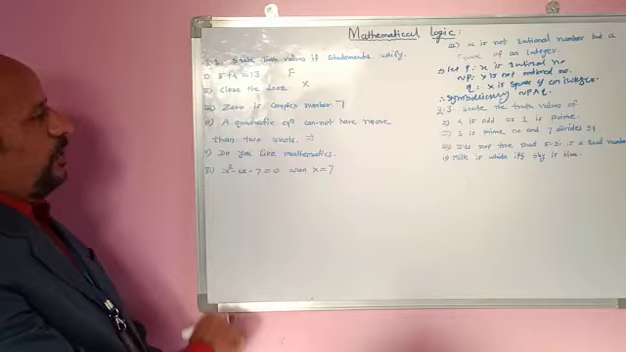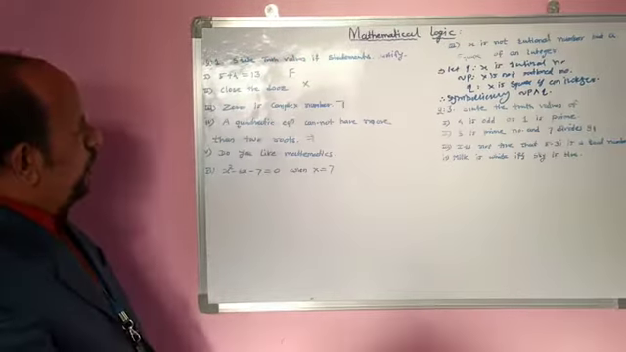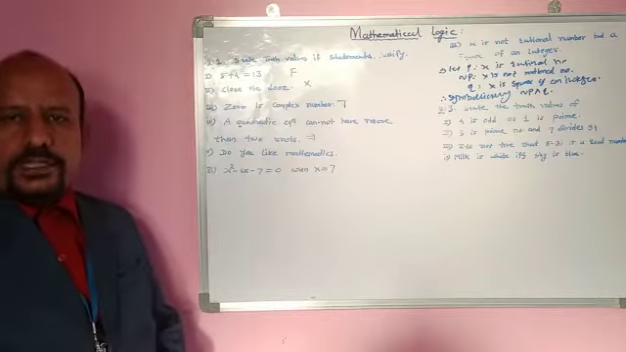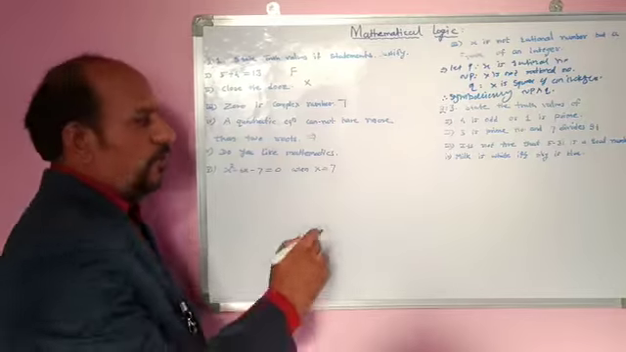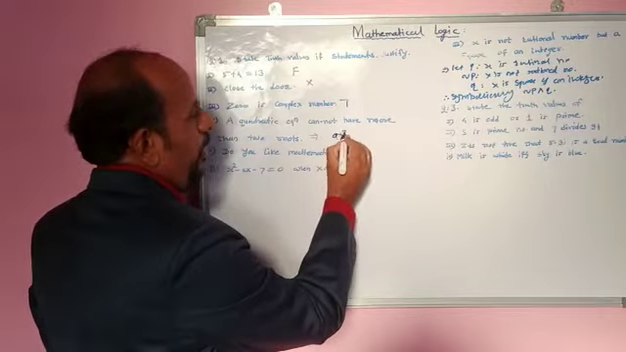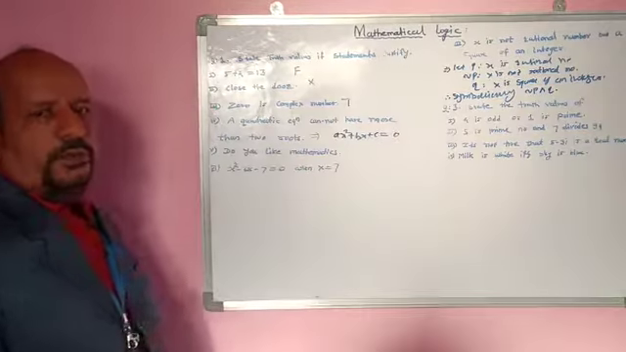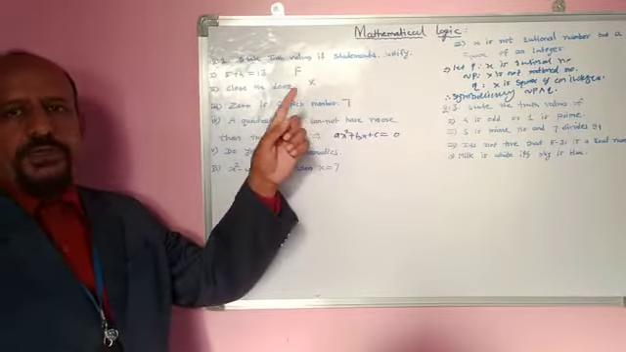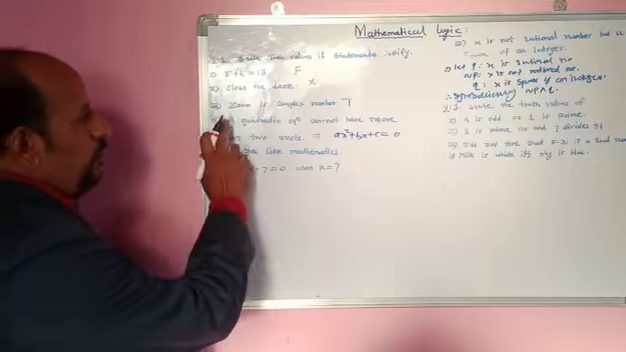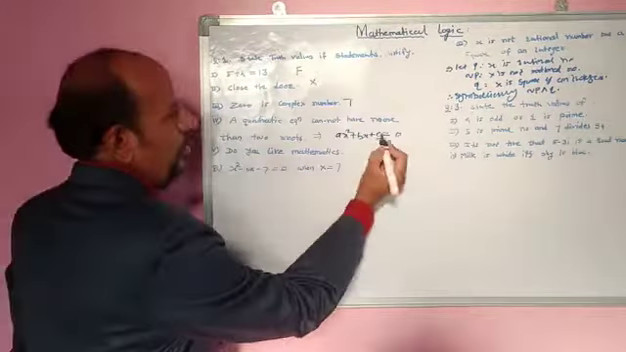A quadratic equation cannot have more than 2 roots. We know that the general form of the quadratic equation is ax square plus bx plus c equal to 0. Therefore, the power is 2. That means it has 2 roots. Therefore, its truth value is capital T.